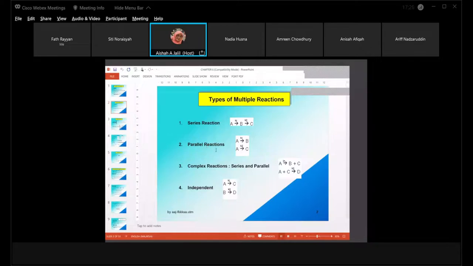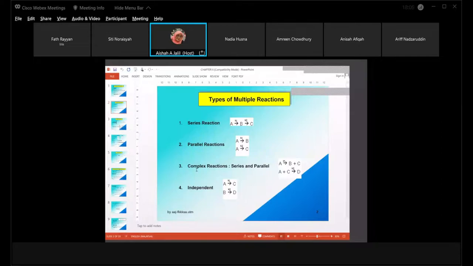And then we also have parallel reaction. In parallel reaction, from the same reactant, you can produce more than one type of product. For example, A produces B and at the same time, in the same reactor, A also produces C. Or you can write it like this: A, then an arrow to B, and an arrow to C. You can write it like that also.